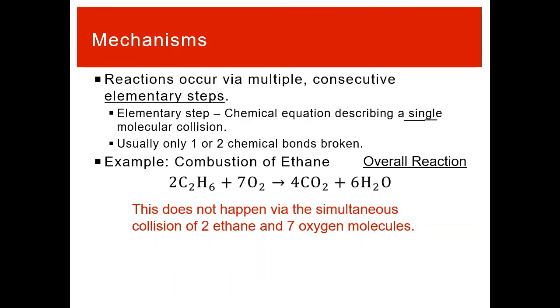So for example, if we look at the combustion of ethane, 2C2H6 plus 7O2 becomes 4CO2 and 6H2O. When we write this overall reaction, we're describing a change of 2 C2H6 molecules and 7 O2 molecules. This does not happen via a single collision of 2 ethane and 7 oxygen molecules. That's just not going to happen, where you'd have 9 molecules involved. Instead, there's going to be numerous consecutive small changes.